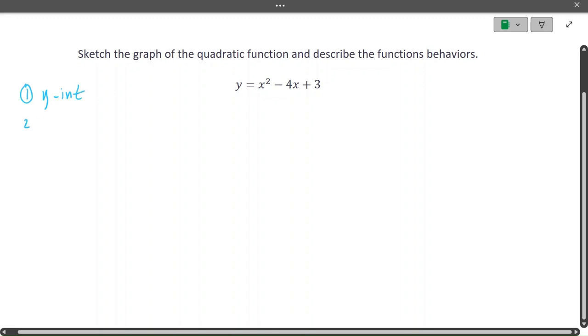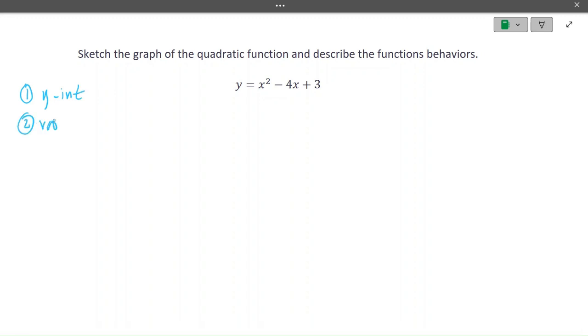We're going to plot the roots or the x-intercepts. Sometimes those are called zeros. And we're going to plot the vertex. And then we're going to have the general shape. We know the general shape of a quadratic function is a parabola. So it's either a right side up U or an upside down U. And then we'll have our graph go through these 3 points.